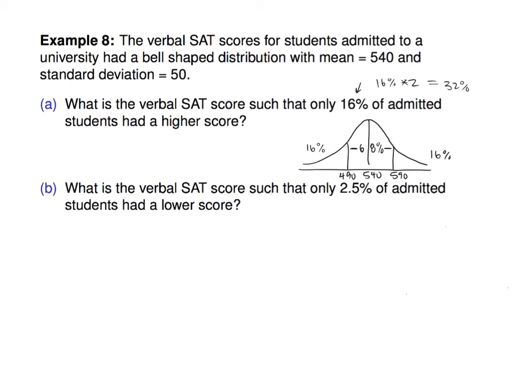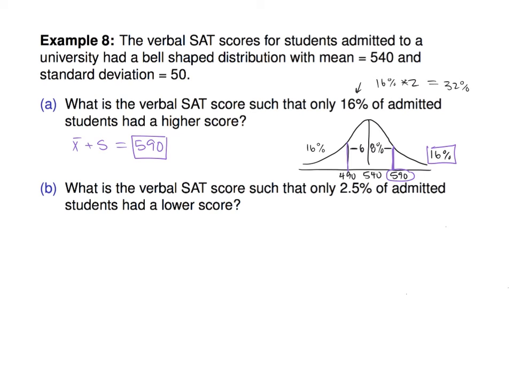So we want the value so that only 16% of students admitted had a higher score than you. So if we're at 490, 68 plus 16, what's that? 78, no, 84% of people had a higher score than you. If you're at 590, only 16% are above you. So that's the value that we're looking for. So it's going to be the mean plus a single standard deviation, which is 590. If you're at that score, only 16% of the people also admitted have a higher score than you.